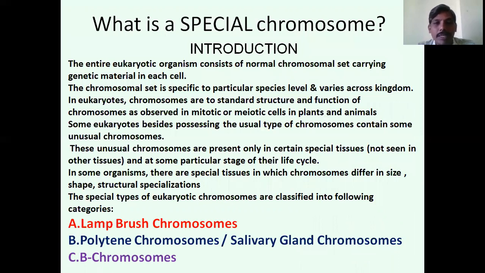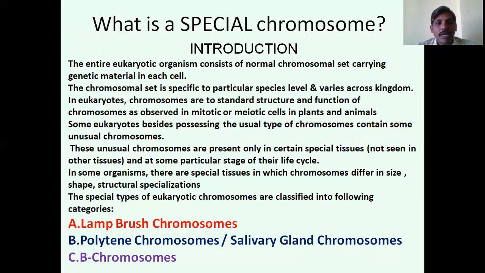In the normal state, within the nucleus, the chromosomes are not seen clearly or distinctly, because all chromosomes appear as thread-like structures which are coiled with each other, and it makes a chromatin material, not chromosomes. So what is a special chromosome?